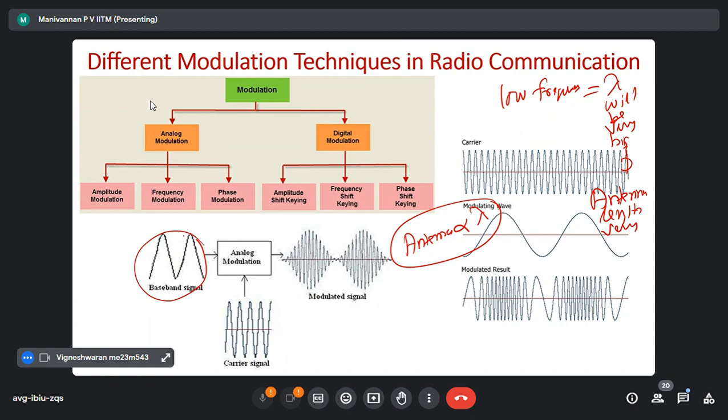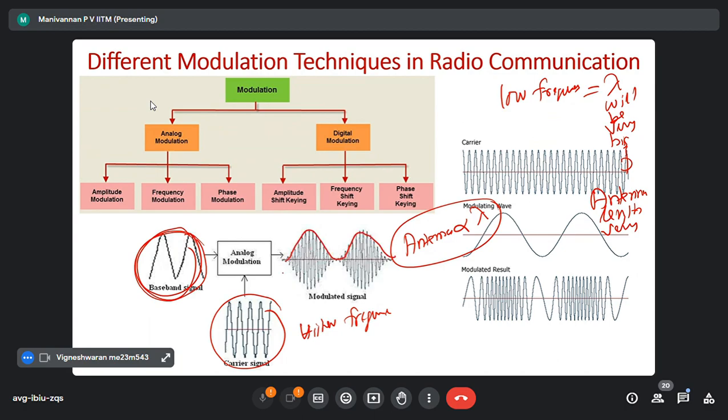So that's why what we do is take this input signal, and I modify a carrier signal which is of higher frequency. The carrier is hundreds or thousands of times higher in frequency than the input signal. So the carrier is modified. What we are transmitting is only the carrier, not this signal. This is the high frequency carrier. The carrier amplitude is modified.